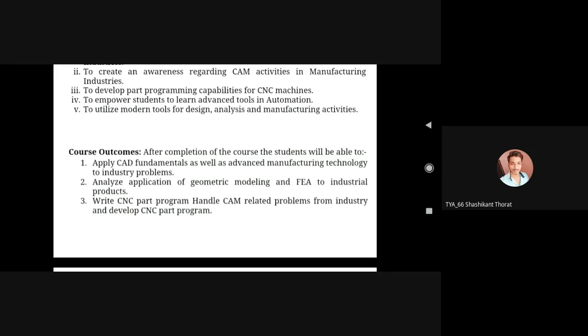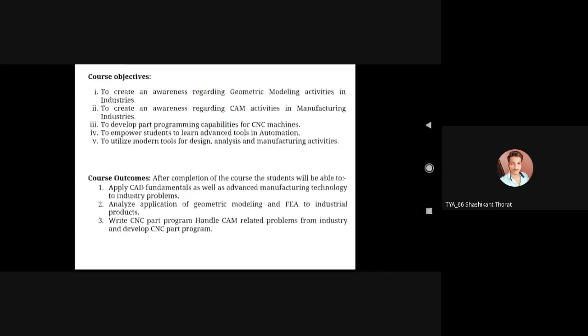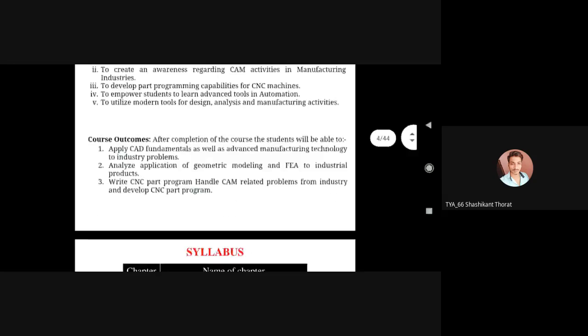Maybe only 20% we have not taken. Now, practical oriented study is very important. म्हणजे आता आपल्याला हे लक्षात आलं असेल theoretical आणि practical मध्ये किती डिफरन्स आहे. These are the course objectives and outcomes.